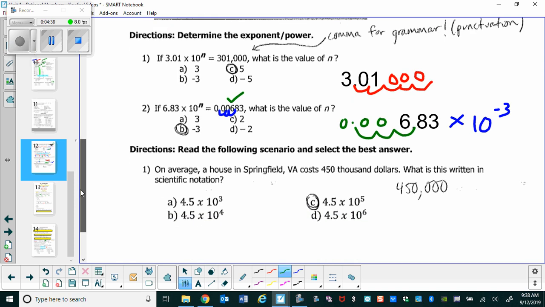For number 1 down here, the average house in Springfield costs $450,000. So there's the $450,000 written out. So to make that a number between 1 and 10, you'd move the decimal here, here, here, here, then here, and now it's a 4.5. And we moved it once, twice, 3, 4, 5 times to make that happen. So this answer was C.